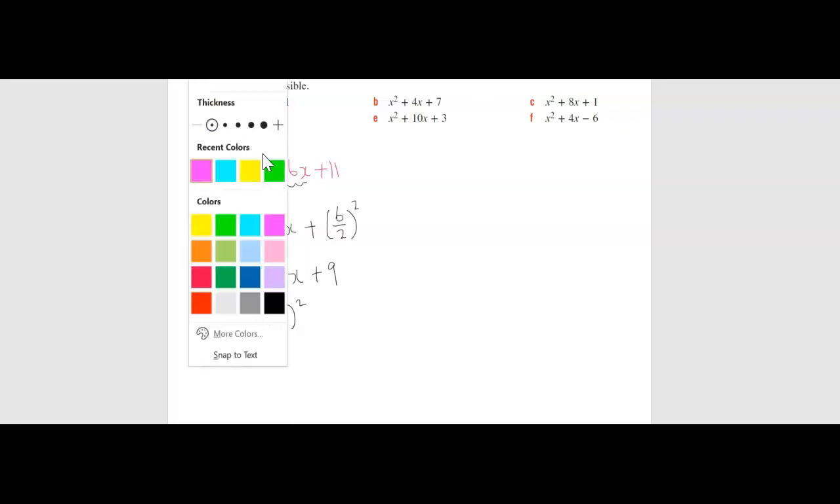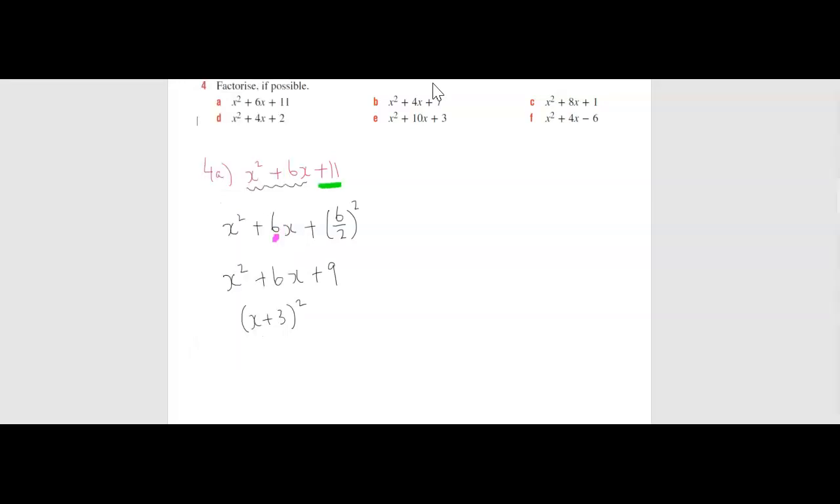The only problem though is, we've got this 11 on the end, and I have changed that quadratic. It is no longer x squared plus 6x plus 11. I've changed it to x squared plus 6x plus 9, and I can't do that. I can't just change something. So if I've added this, the 6 on 2 squared, that means I need to also take it away. I just can't add something, otherwise it's not equal. What I've got at the start in pink is not equal to what I've pointed to here with the green arrow. So I've got to subtract it.